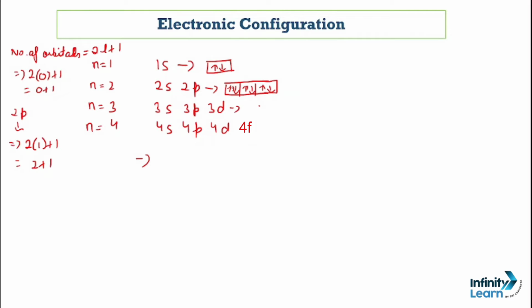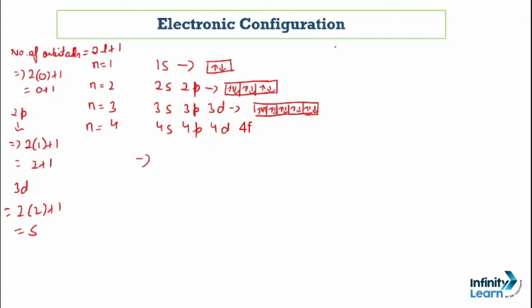Now let's move to our third shell. Here the number of orbitals in the D case will be 1, 2, 3, 4, 5, as you can find here. So to find the value for 3D, 2 times 2 plus 1 gives 5. So the number of orbitals in the 3D case will be 5, and the maximum number of electrons here can be 10.